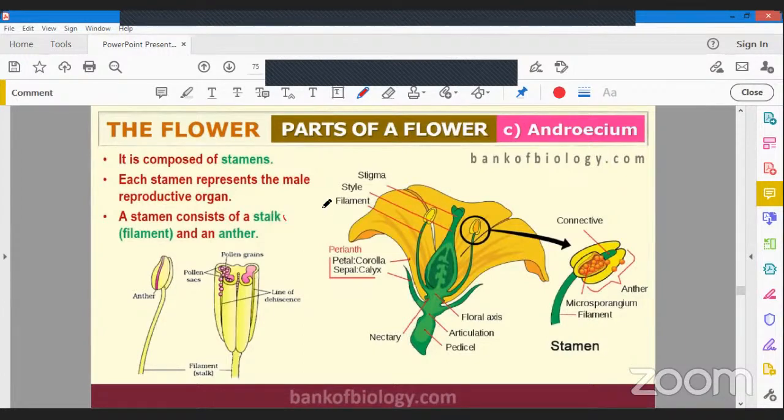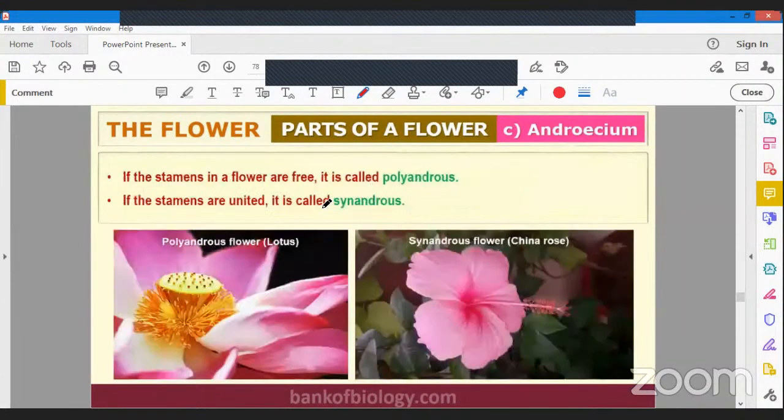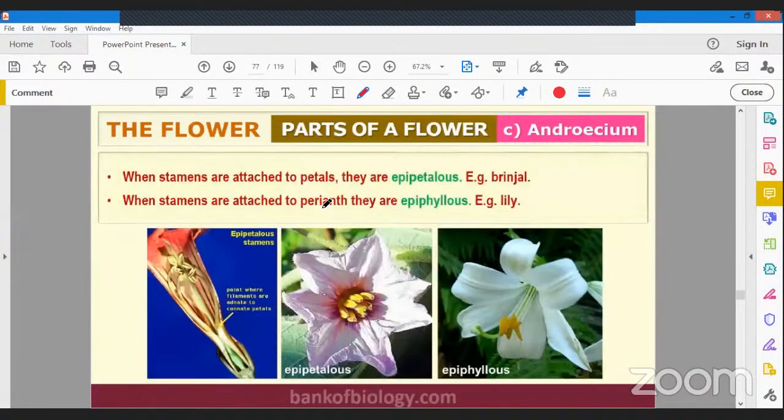Done. So next part. Here the androecium, which has stamens, may be attached to petals. Then it is called epipetalous. If it is attached to the perianth, that is tepals, then it is called epiphyllous. So take it down. Example lily.